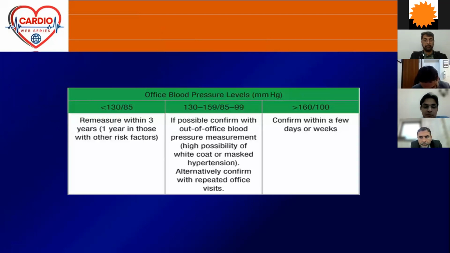If the office blood pressure measurement is less than 130/85, remeasure within 3 years, or 1 year if the patient has other risk factors. If it is 130 to 159 systolic or diastolic 85 to 99, if possible, confirm with out-of-office blood pressure measurement. There is a high possibility of white coat or masked hypertension in those patients. Alternatively, confirm with repeated office visits. If it is more than 160/100, confirm within a few days or weeks.